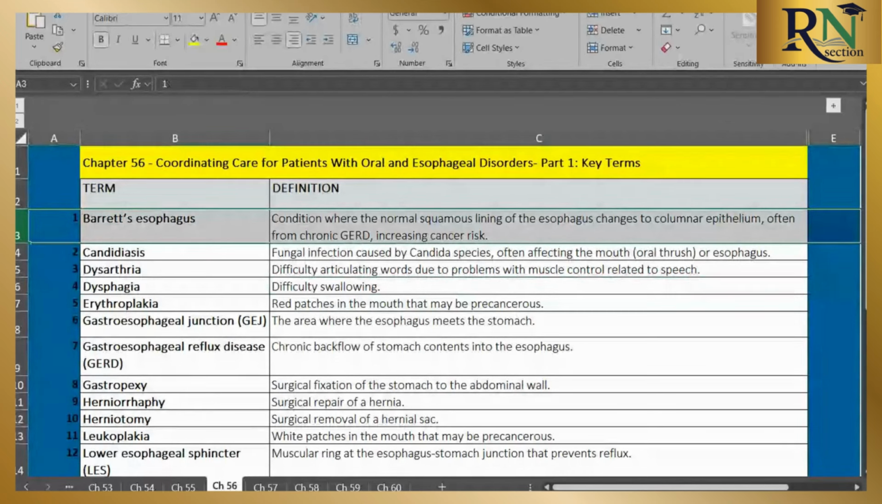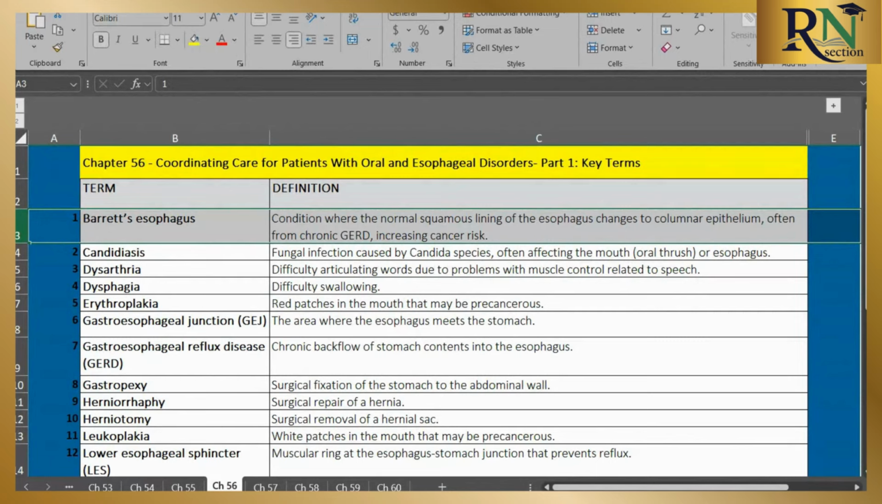Chapter 56, Coordinating Care for Patients with Oral and Esophageal Disorders. This is part 1, the key terms. In this video, we're also going to have some pictures at the end that explain the key terms a little better. But first, let's go through the definitions one by one.